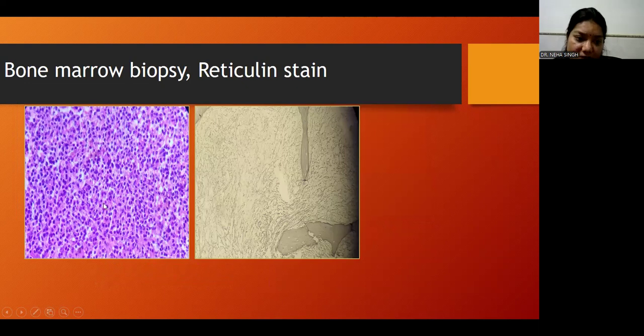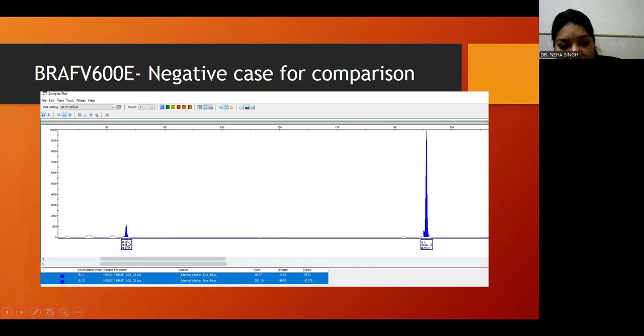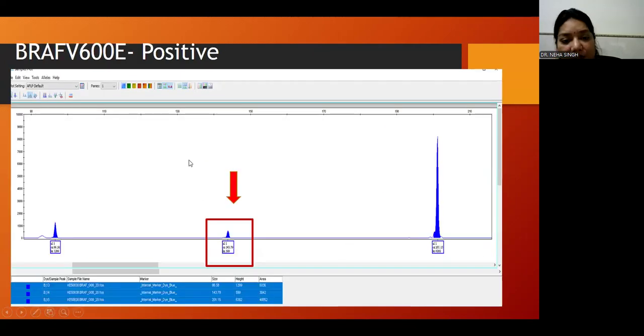This shows diffuse infiltration with such kind of cells, and there is pericellular fibrosis. The molecular diagnosis can be done on the basis of BRAF V600E. Here, if you have a negative case, that will only show a 96 base pair and 201 base pair band peak. If it is a positive case, such as this patient, you are seeing an additional peak at 143 base pair. So this case is positive.